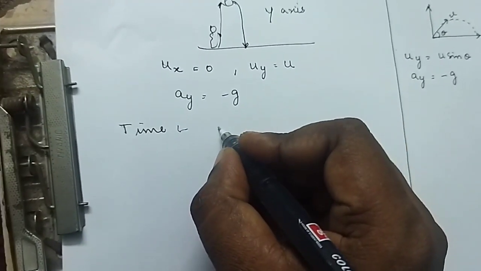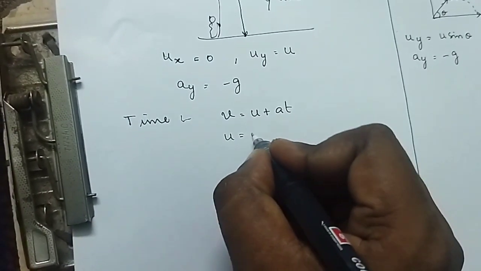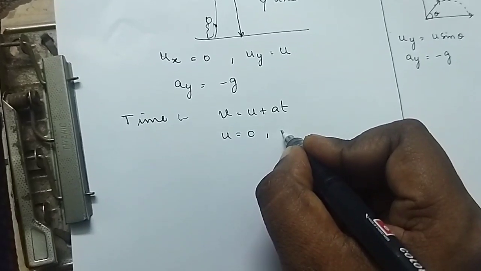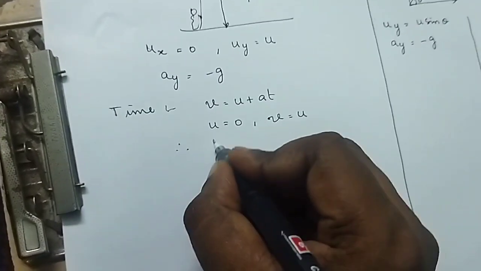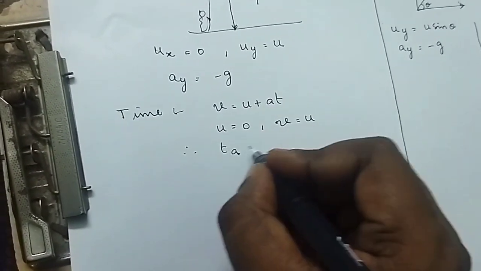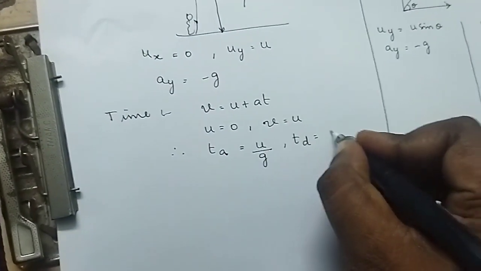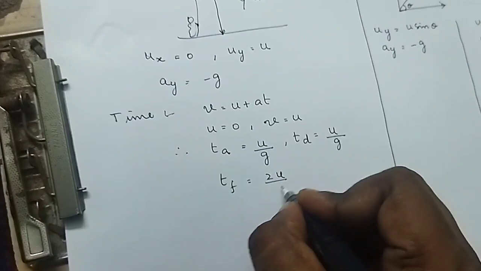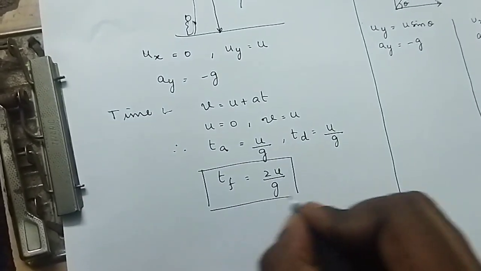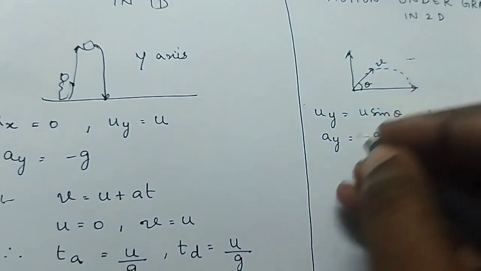So first let us find out the time of ascent and time of descent. We know the formula v is equal to u plus at, and we know the final velocity at the top is 0 and the initial velocity we are going to take as u. So the time of ascent will be u by g, and in the same way the time of descent is also u by g. The addition of these two gives the total time of flight, which is 2u by g.